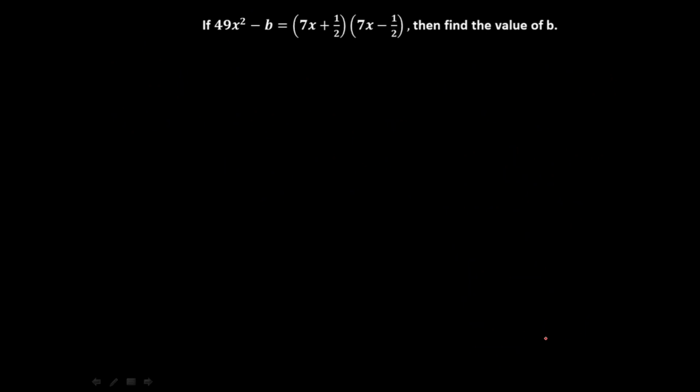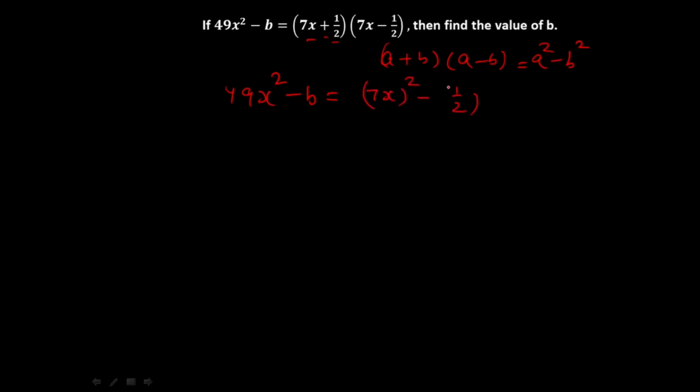If 49 x square minus b equals this into that factor, then find the value of b here. So this is a little easier one. Left hand side, 49x square minus b equals (a plus b)(a minus b). There was one identity: a plus b times a minus b is equal to a squared minus b squared. So 7x squared minus half squared, I will be getting 49x square minus 1 by 4.